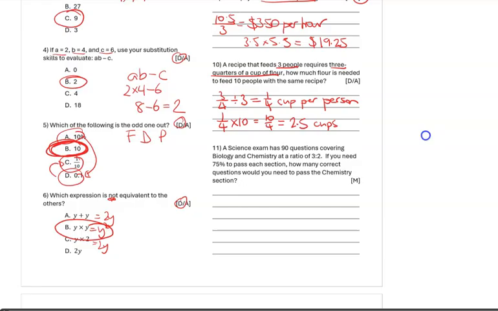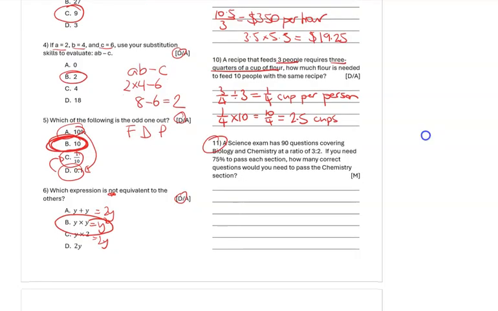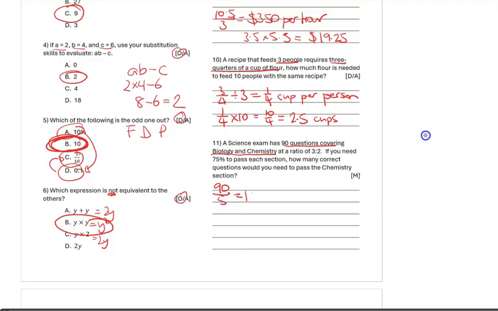So scrolling down, question number 11. A science exam has 90 questions covering biology and chemistry at a ratio of 3:2. So it looks like it's a ratio question. If you need 75% to pass each section, how many questions would you need to pass the chemistry section? So the first thing we're going to do is split this 90 up into the ratio of 3:2. So we need to divide that by 5. And if you divide that by 5, that's 18. So each part of the ratio is going to be 18.